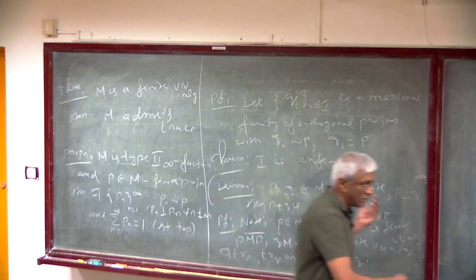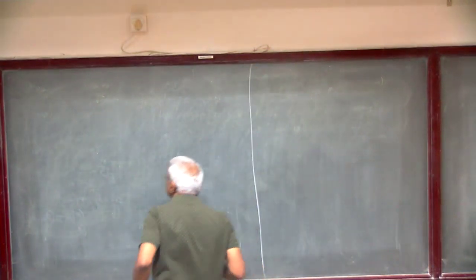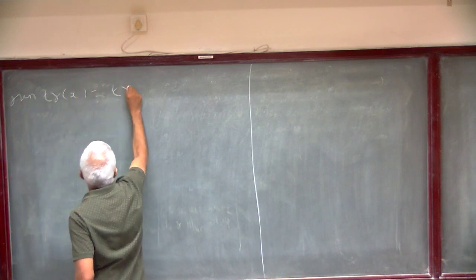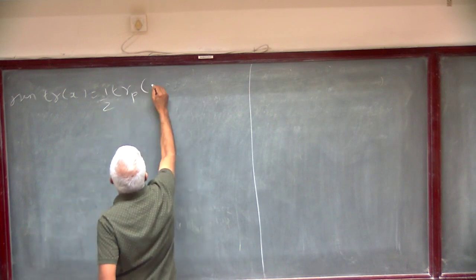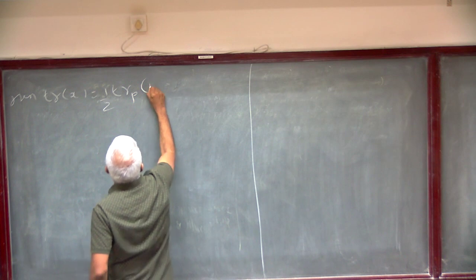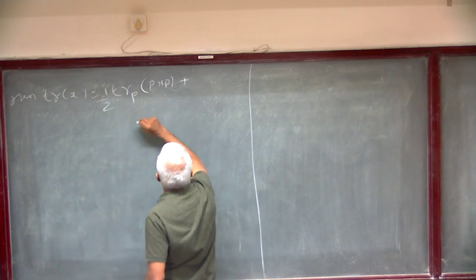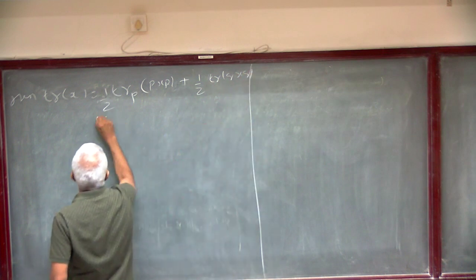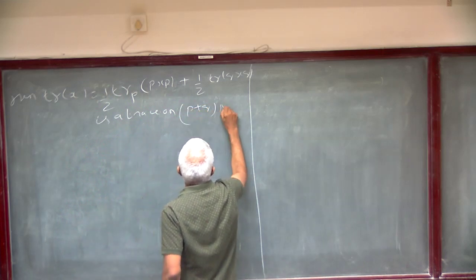Now you can take any convex linear combination. Take 1/2. Then the trace of X equals 1/2 times the trace of PXP, which will be in that von Neumann algebra, plus 1/2 times the trace of QXQ. This is a trace on P plus Q, M, P plus Q.